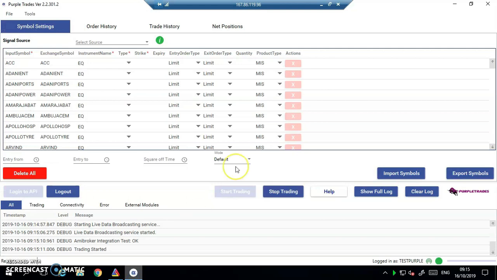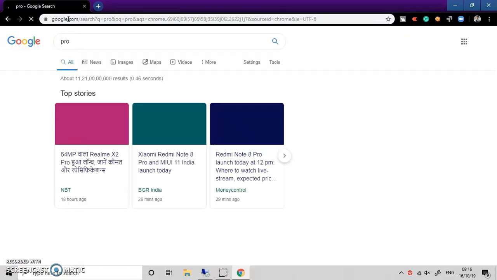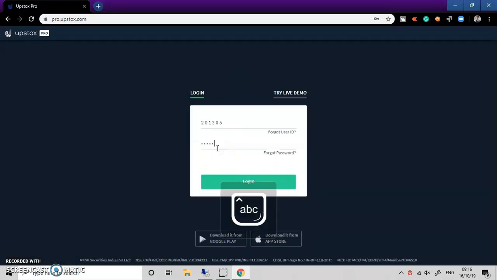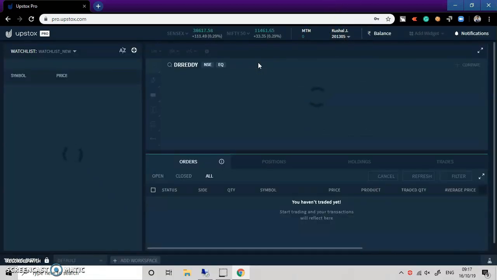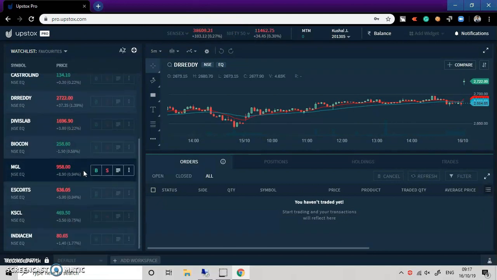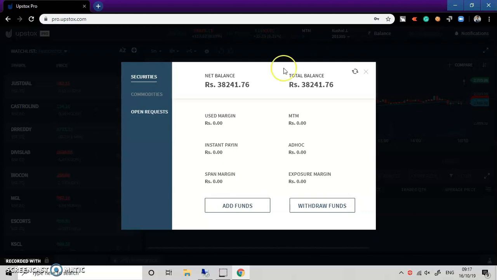Similar to yesterday, I'll go to my Upstox account by going to pro.upstox.com and log in there, and right now you can see that there is no trade that I have taken. Nifty is already up by around 34 rupees. Let's check my balance. It is now 38,241. What I started with, around 40,400 odd, is now 38,240, because yesterday I lost 2,000 plus brokerage. Never mind, today is a fresh day.